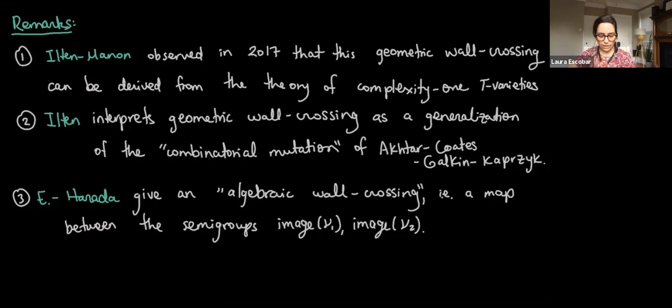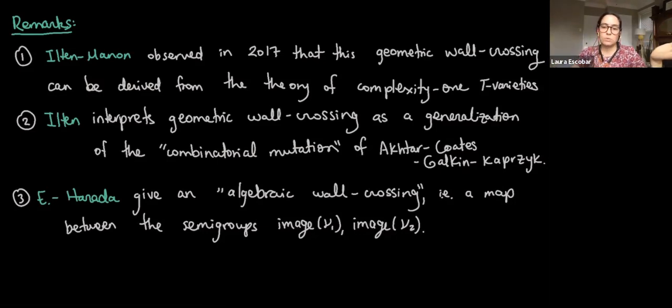This is beautiful theory, this combinatorial mutation that they came up with to understand the different toric degenerations of Fano manifolds. And using this interpretation, Nathan, so this is not written in the appendix, but using this interpretation, you can give birational maps between different toric degenerations.